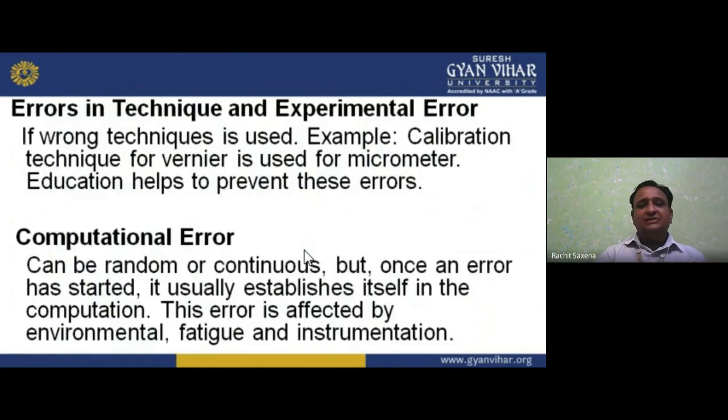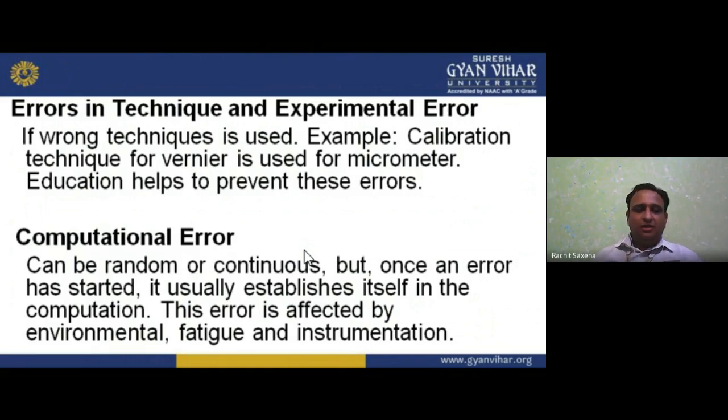Now errors in technique and experimental error. If a wrong technique is used, for example the calibration technique for a vernier is used for a micrometer, it is a very different technique, so we are making a mistake. Error in technique means using a wrong technique for the right process, or the process is wrong and we are using the right technique.